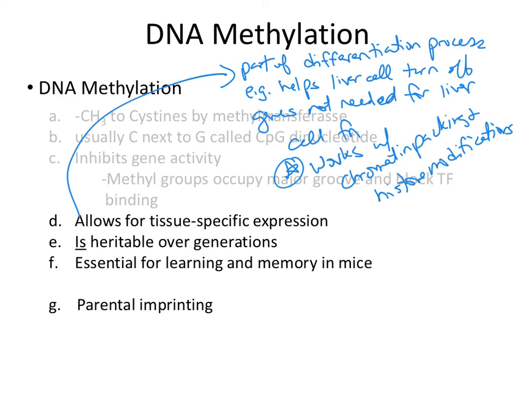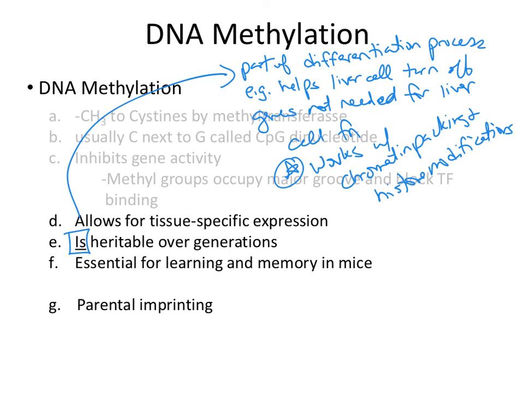DNA methylation is heritable over generations. I might send you some paper links to look at some actual data on this, but there's strong evidence that methylation can be heritable from one generation to another generation. We'll go over some examples in class 2.